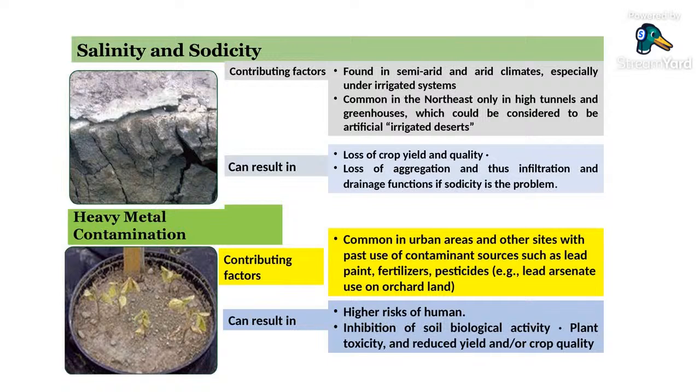Another constraint is salinity and sodicity. The soil becomes saline when the concentration of soluble salt is in excess. These are mainly found in arid and semi-arid climate regions, especially under irrigated systems. They can result in loss of crop yield and quality and high risk to humans.